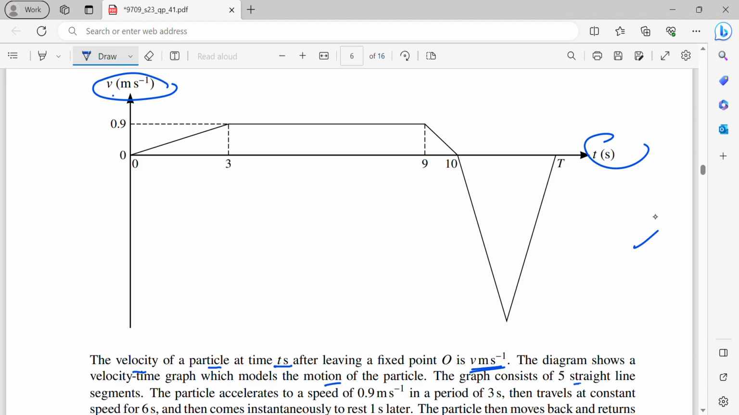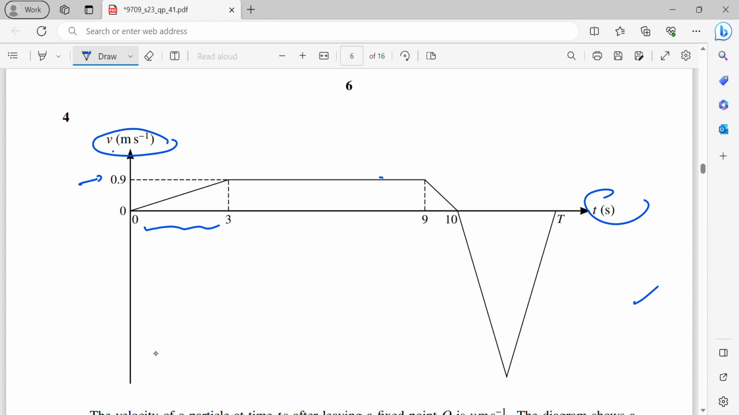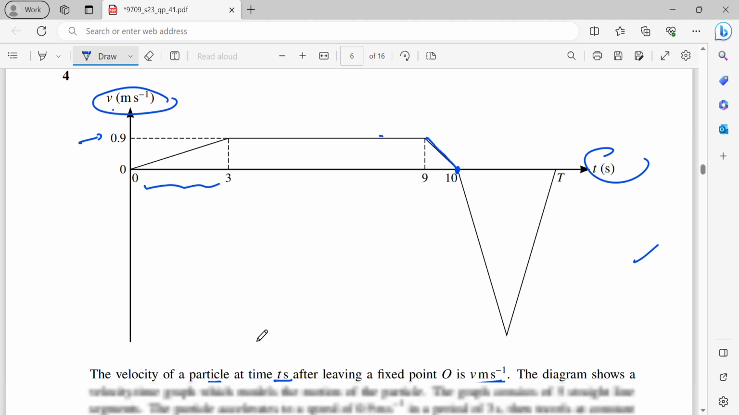The graph consists of 5 straight line segments. The particle accelerates to the speed of 0.9 meter per second, here, in the period of 3 seconds. Then it travels at constant speed for 6 seconds. Constant speed, that's why it is a horizontal line. And then it comes instantaneously to rest 1 second later. So we look at here, 1 second, the v becomes 0. So it is at rest.